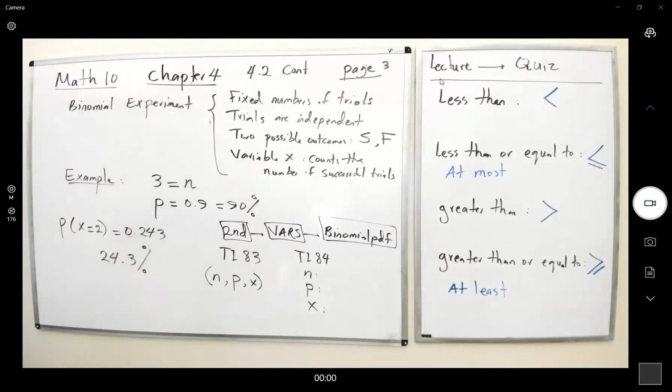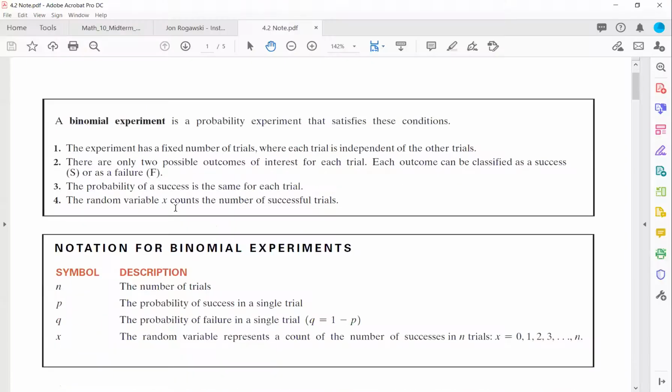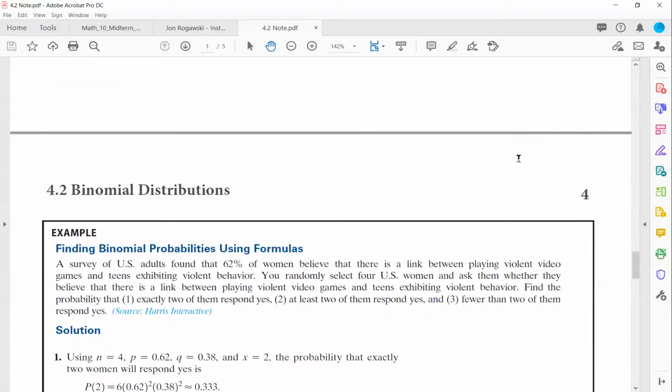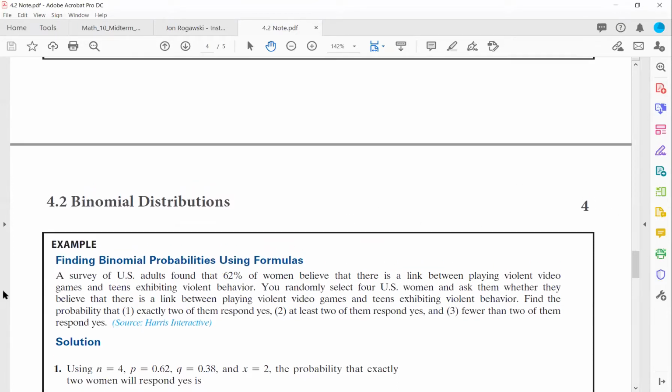Let us take a look at one example and try to translate that example using the symbols that we just learned. Very well. So in the example on page 4, you have a survey of US adults that found 62% of women believe that there is a link between playing violent video games and teens exhibiting violent behavior.